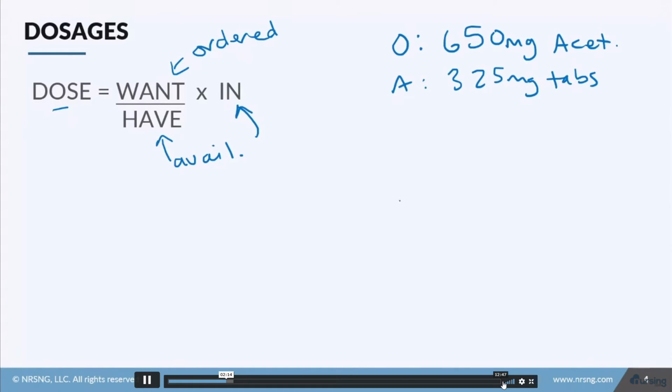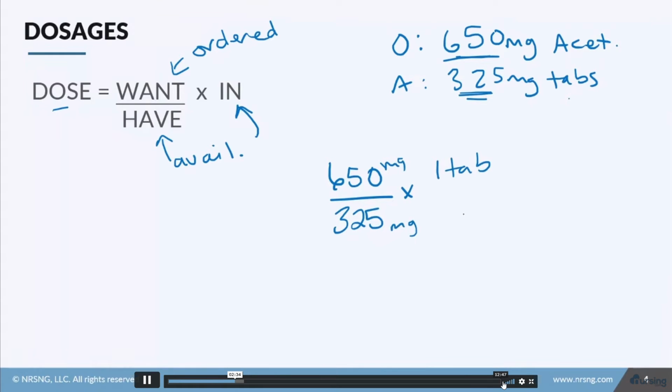So the dose equals what we want, which is what's ordered, so 650, over what we have, which is 325, times what it's in. Well, what is that 325 milligrams in? 1 tab. Okay? So 650 milligrams over 325 milligrams times 1 tab.